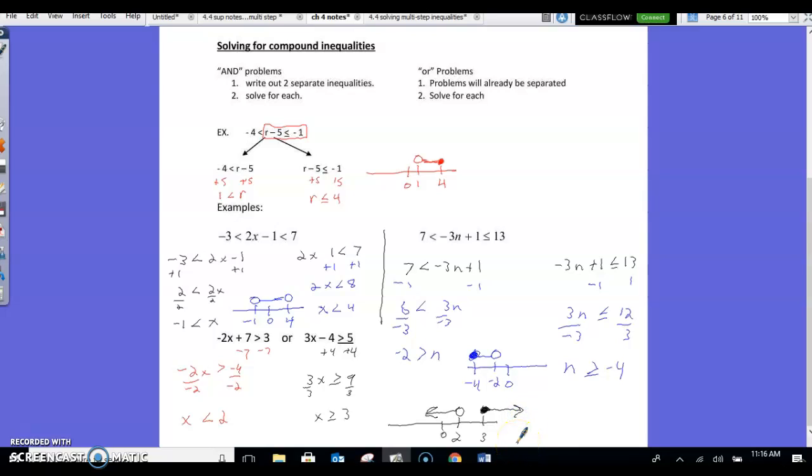So for these compound inequalities, you're going to eventually end up graphing them all. So it's just solving basically for 2 inequalities within each problem. But just with the ands, we have to make sure we separate the 2 first, whereas the ORs are already separated for us.